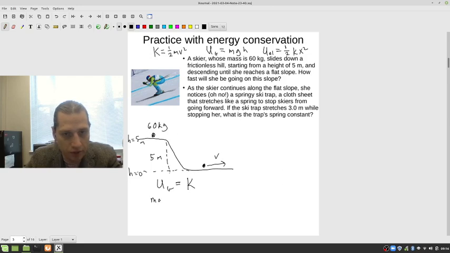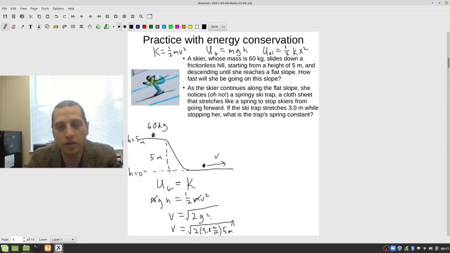So I could just set up this problem, mgh equals 1/2 mv squared. And I could realize that the masses cancel out in that particular case, and it would be easy to find my v as just the square root of 2gh, or in this case 2 times 9.8 meters per second squared times 5 meters. Okay, so I can plug that in my calculator, and I'm going to get the speed in meters per second.